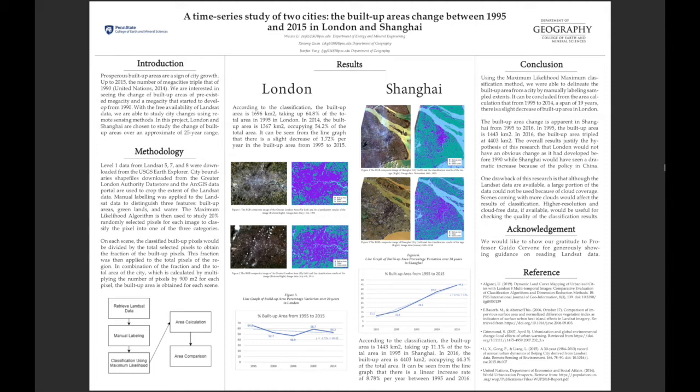Our research question is whether the built-up areas of these two cities have changed in the past 2 decades. The goal of this project is to see how these two cities change in built-up areas between 1995 and 2015 using remote sensing methods. To achieve this aim, we downloaded Landsat data from USGS Earth Explorer. For each city, we downloaded 5 images with a time span of 20 years.